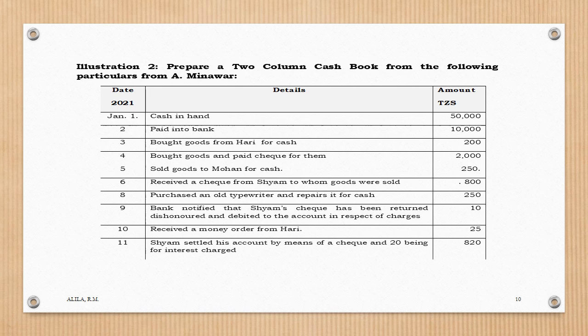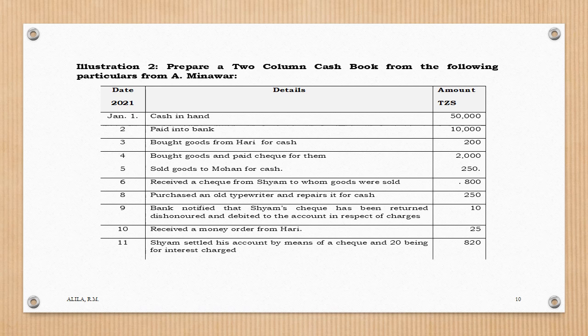For instance, we have cash in hand 50,000 and cash in bank 10,000. They bought goods from Harry for cash 200, and bought goods paid by check 2,000. Sold goods to Moan for cash 250. Received a check from Sharam on goods sold, 800.